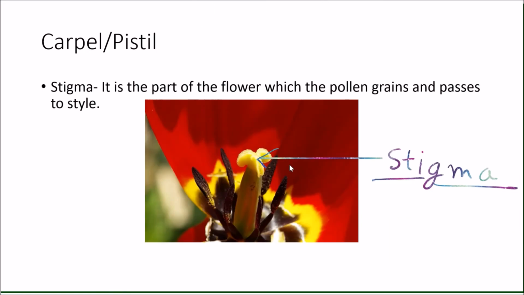So now the second part of the flower is the carpel or pistil, and the first part of the carpel or pistil is the stigma. So what is the stigma? It is the part of the flower in which the pollen grains attach and pass to the style. So you can see here the stigma.